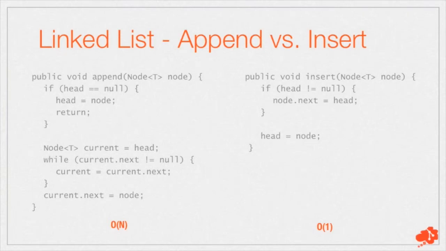If you look at insert, however, not only is it shorter, but you'll see there's really only ever two steps regardless of the size. It simply checks to see if the head is null, and if it's not, it sets the new node's next pointer to the current head, and then moves the head to point to the new node. That's it, always two steps. That's why it's constant time.